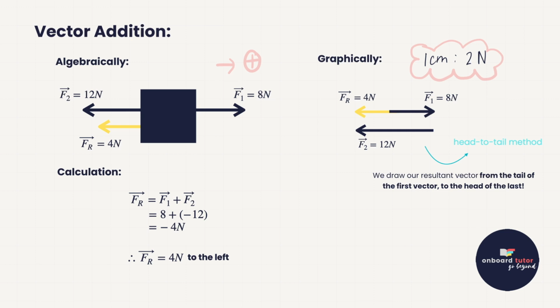So I don't know if you noticed, but these are our same forces from this scenario here where we determined the resultant force algebraically. We got to the same resultant force graphically. So force 1 was going to the right, force 2 was going to the left, and so we know that our resultant force goes to the left. So remember, when you're trying to determine your resultant vector graphically, it needs to go from the tail of the first to the head of the last so that you get the correct direction of your resultant vector.